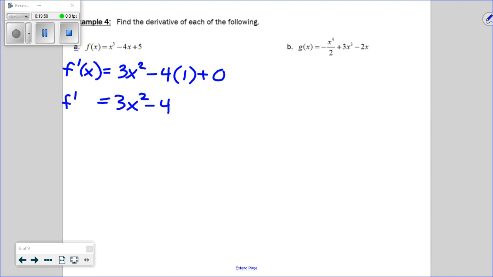All right, let's look at g of x here. Now the first thing I want to do though, with my first term, the negative x to the fourth divided by 2, I would rewrite that as negative 1/2 x to the fourth. Because remember, there is a 1 in front of x to the fourth, and then that way the negative 1/2 is a constant multiple.